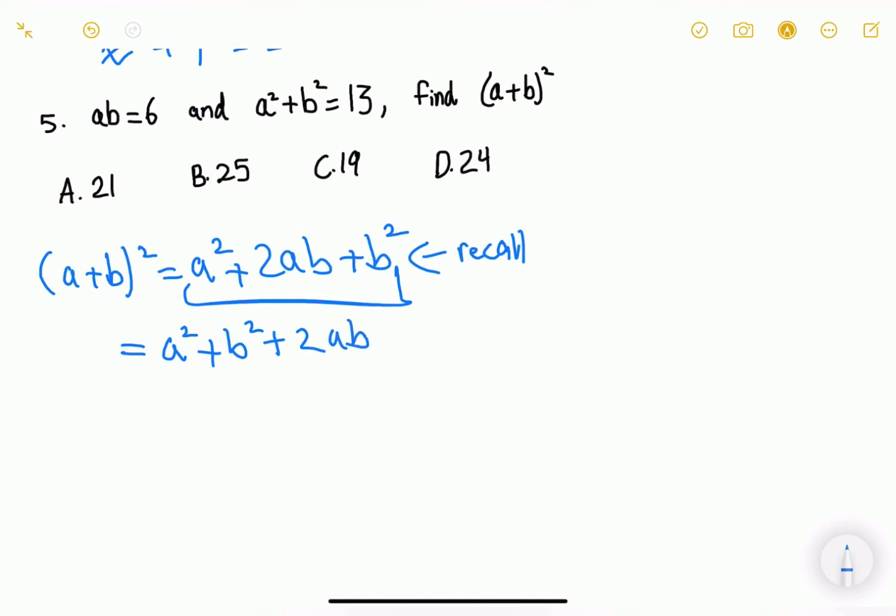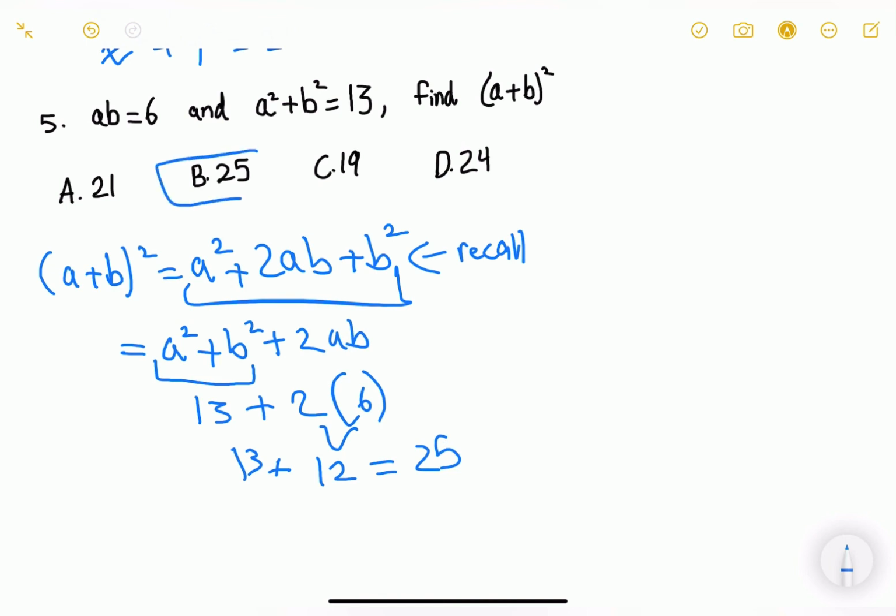Why did we do that? Now we can simply plug it in because we know a squared plus b squared equals 13. And then we can add 2 times, we know a times b is 6. And then we simply do 2 times 6, which is 12, plus 13, which is equal to 25. And now we know our answer is B.